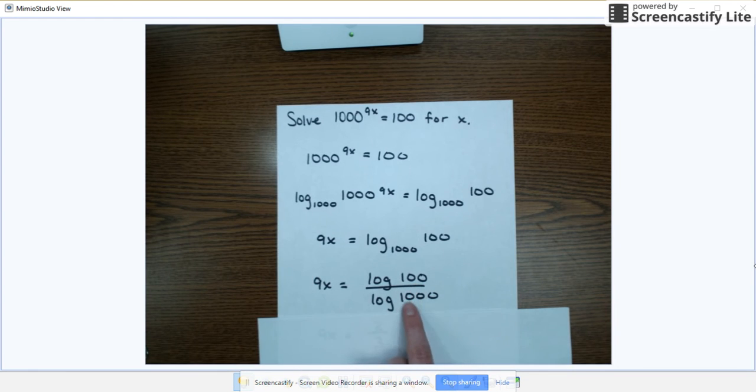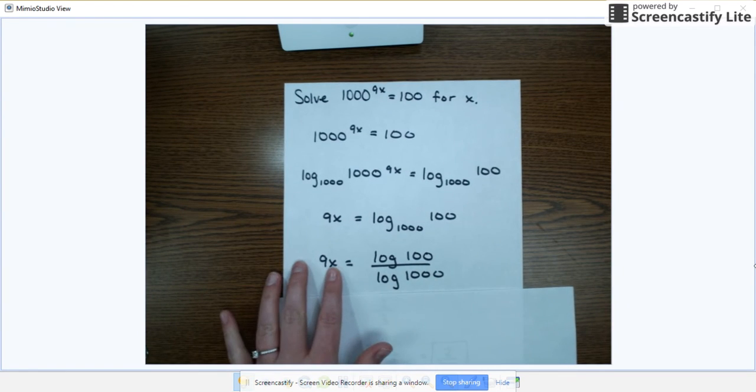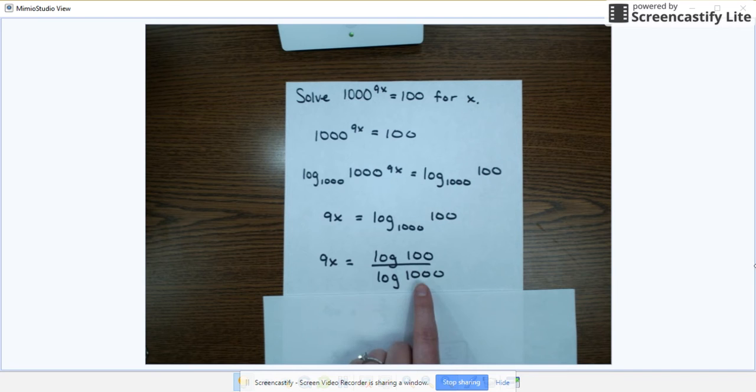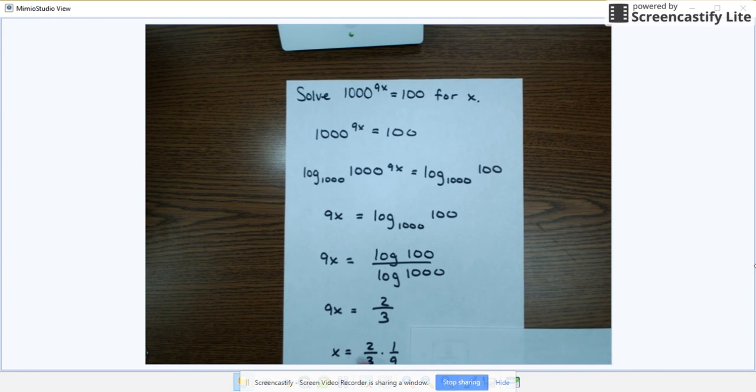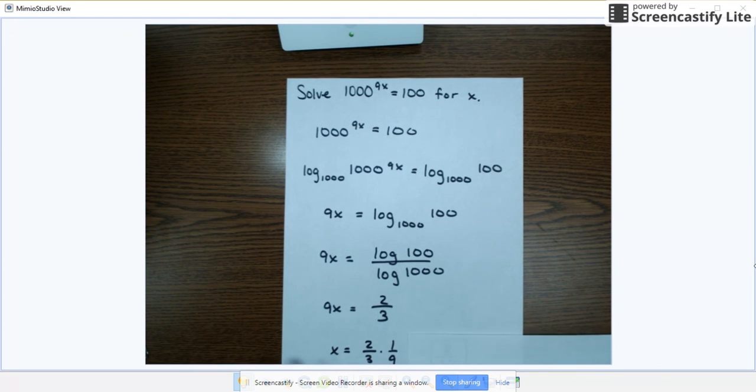Since these are powers of, or multiples of 10, it makes it easier to simplify these. So log of 100 is 2, log of 1,000 is 3. So now we have 9x equals 2/3. So we've made this fairly complicated equation down into a one-step algebraic equation. We would divide by 9 here. We do not divide fractions. Instead, we multiply by the reciprocal. So that becomes, if you divide by 9, we have x equals 2/3 times a ninth. x is 2/27.